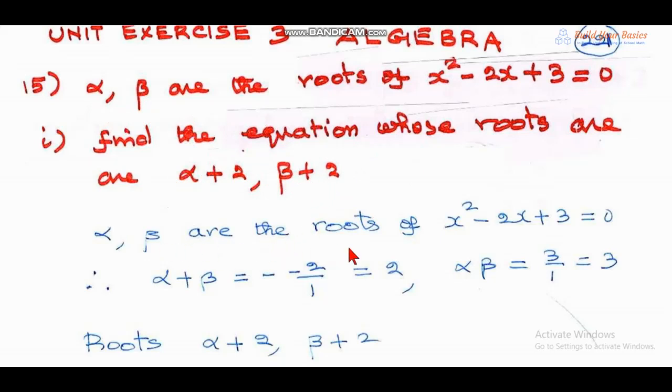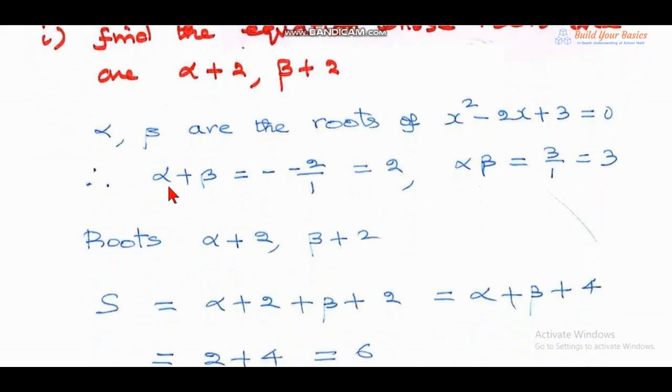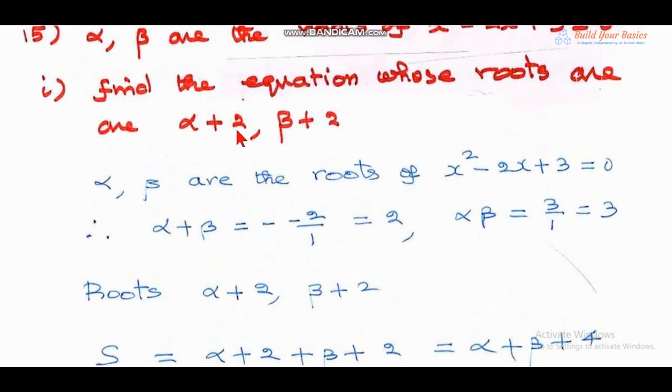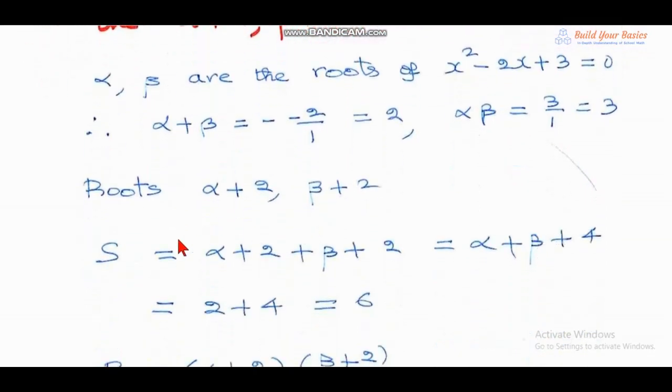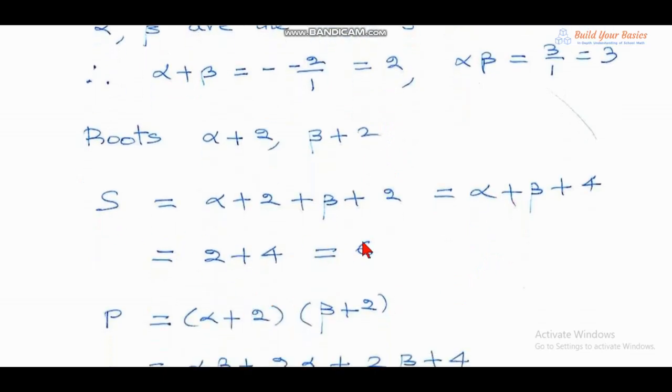Alpha, beta are the roots of the equation x squared minus 2x plus 3 equal to 0. Therefore alpha plus beta equal to minus of minus 2 by 1, that is 2. Alpha beta equal to c by a, that is 3 by 1, that is 3. What are the roots of the equation to be formed? Alpha plus 2 and beta plus 2. Sum: alpha plus 2 plus beta plus 2, that is alpha plus beta plus 4, that is 2 plus 4. So S equal to 6.